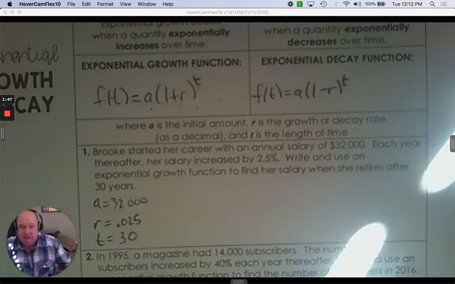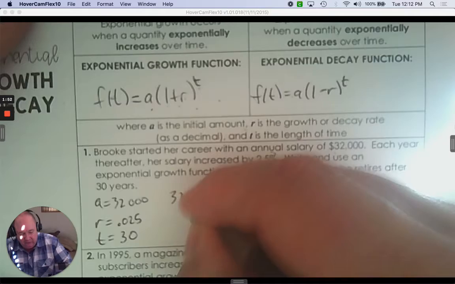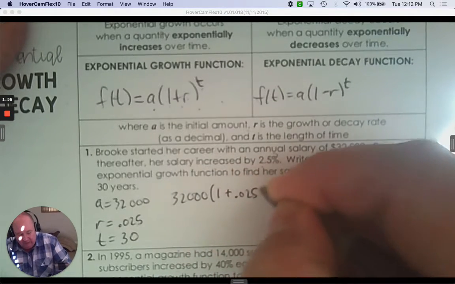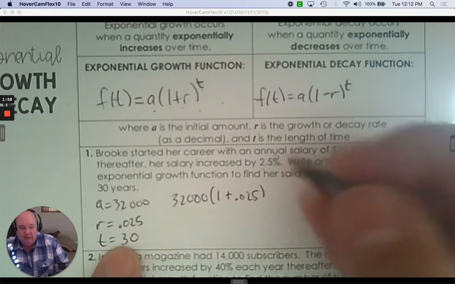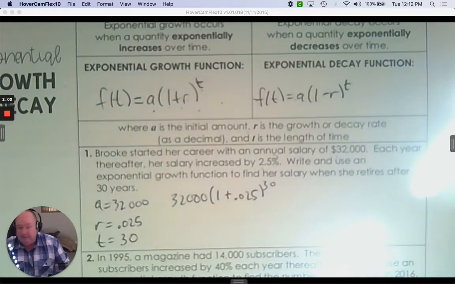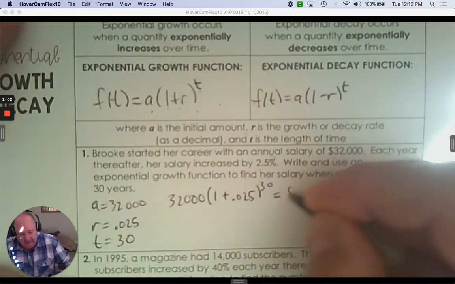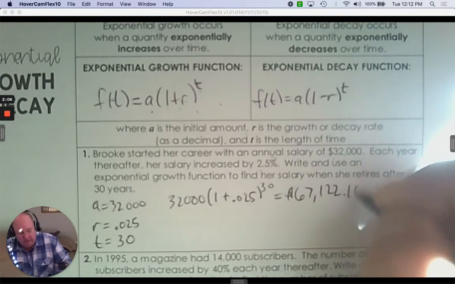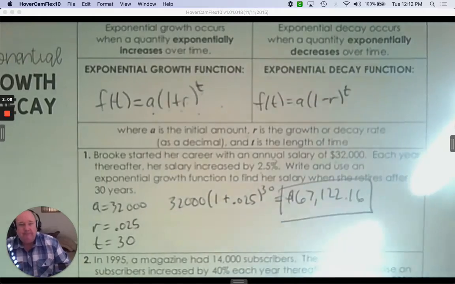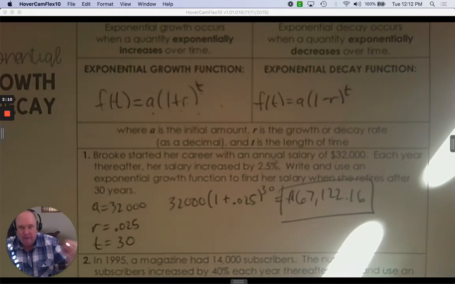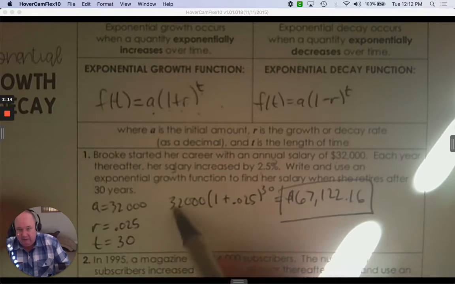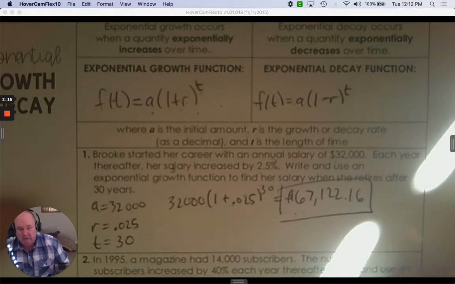Then we just plug in with our calculator. So the answer is going to be 32,000 times 1 plus 0.025, and then to the exponent 30. Just type that in your calculator, and the answer is $67,122.16. I know you can just go plup, plup, plup with your calculator. The important part is reading, analyzing, setting it up, and then I know the calculator can do that.